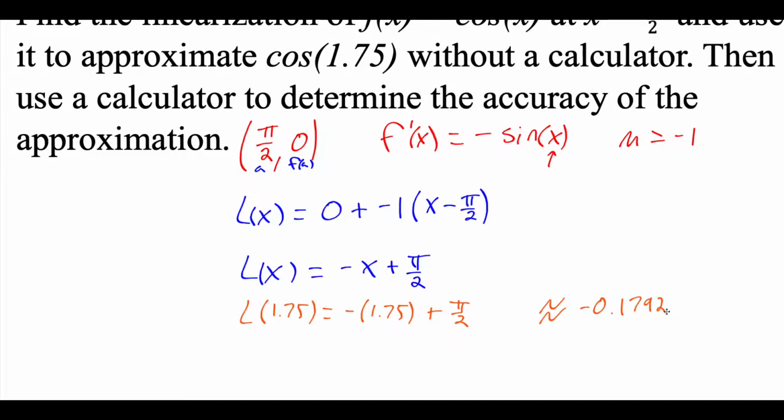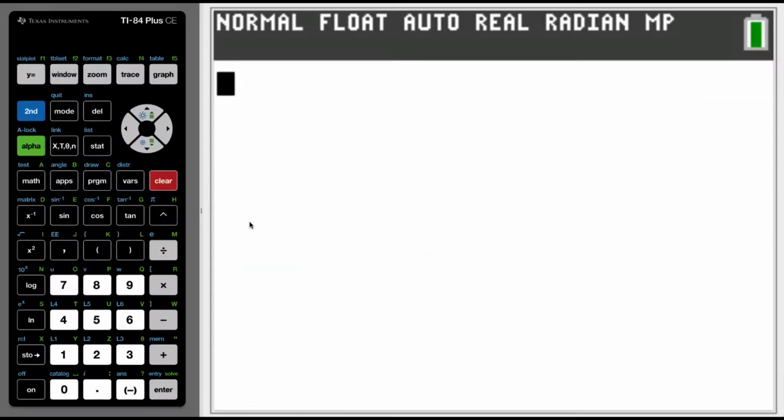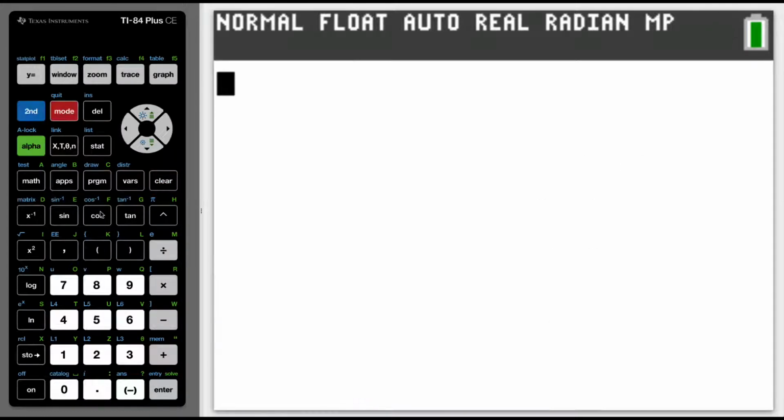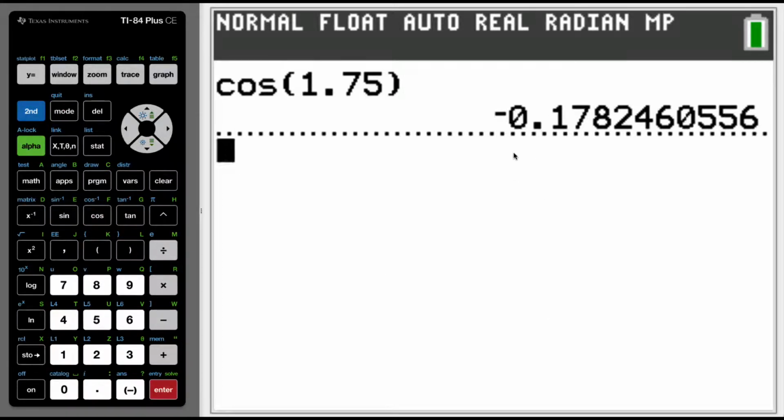Now going to our calculator so that we can figure out what the actual value is. Because we're going to be doing some trig, the very first thing that I want to check is that my calculator is in radian mode, and it is. So I'm going to do the cosine of 1.75. So we get an answer of negative 0.1782. Well, the approximation that we got was negative 0.1792. So again, we can see that our approximation is fairly accurate, maybe not quite as accurate as our previous example, but still, we're pretty close.